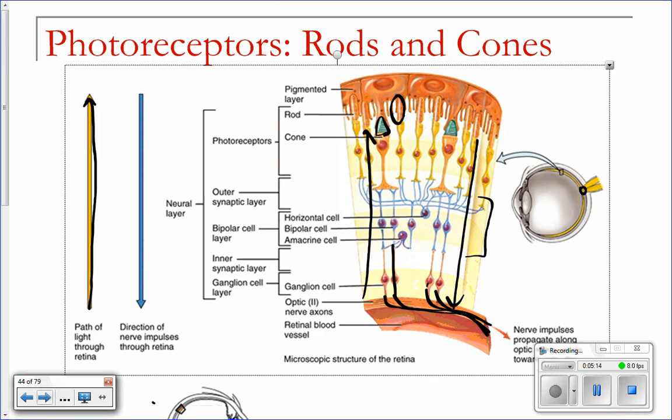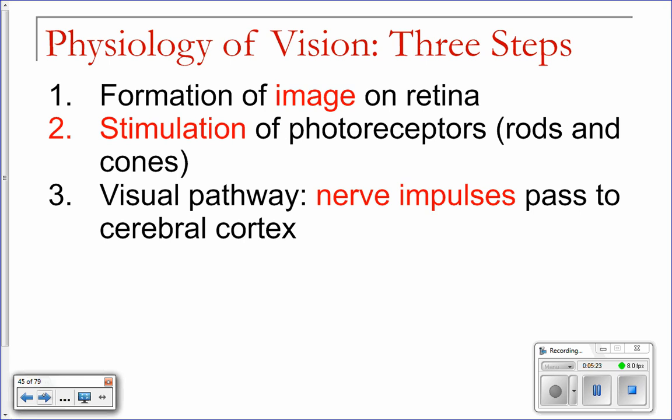All right, so there's your retina again, and that's the innermost layer of your eyeball. That's where light actually gets picked up. So, how do we actually see? How does this work?